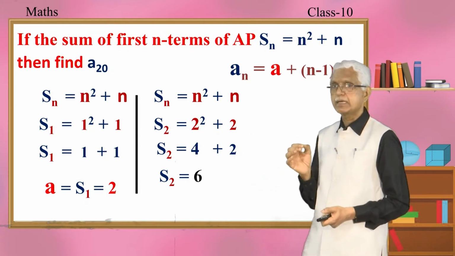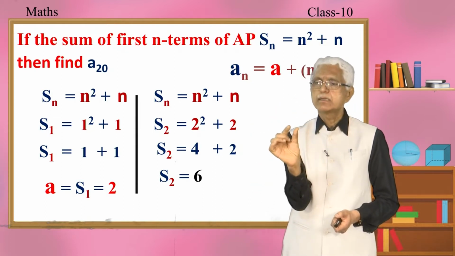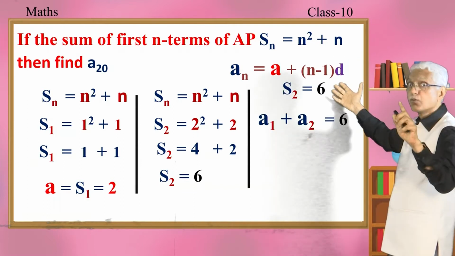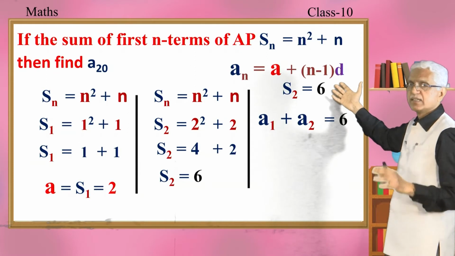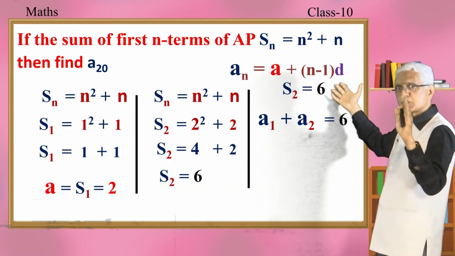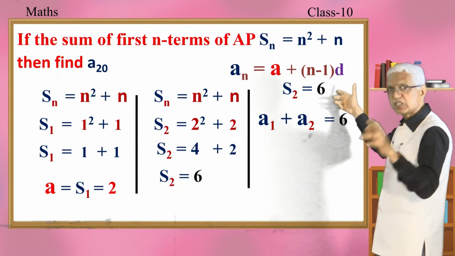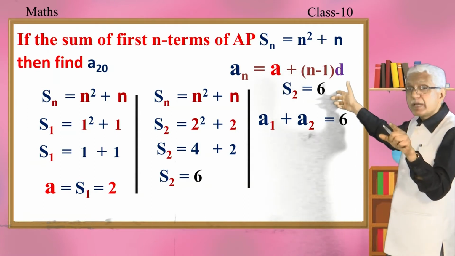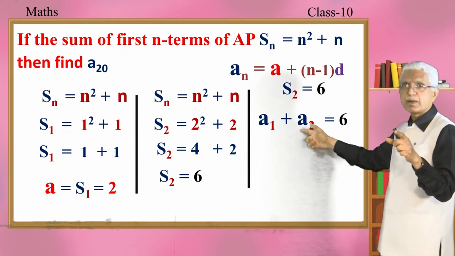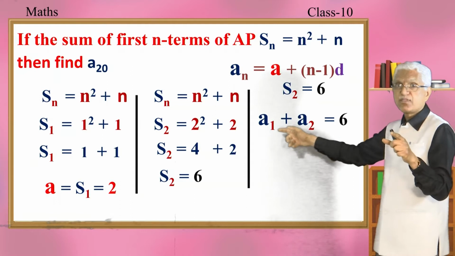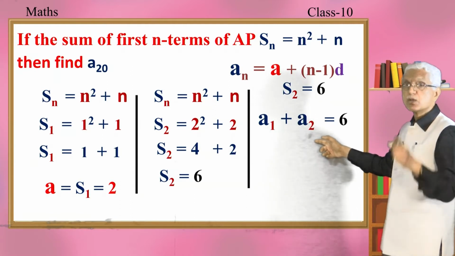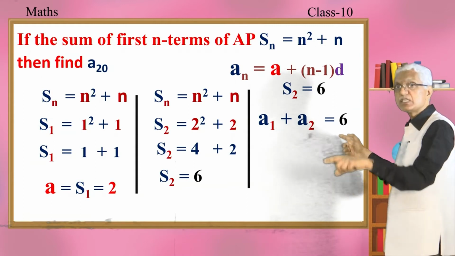So what happened here? You found out S1, which is nothing but the very first term A or A1, and you found out S2 to be 6. That is, you have found out that the sum of the first two terms is 6. What do you mean by saying sum of the first two terms? It is the first term plus the second term. So, A1 plus A2 is 6.